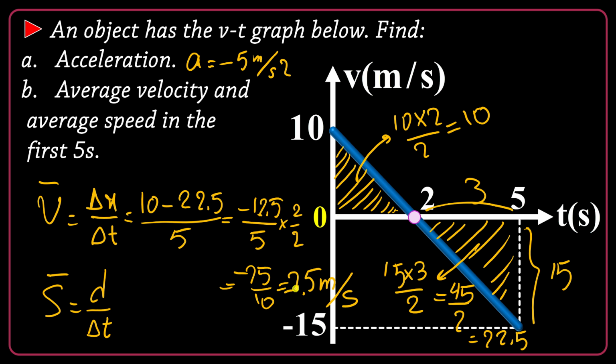Why is the average velocity negative? Because delta x is negative. It means that the area below the t-axis is larger than the area above the t-axis.